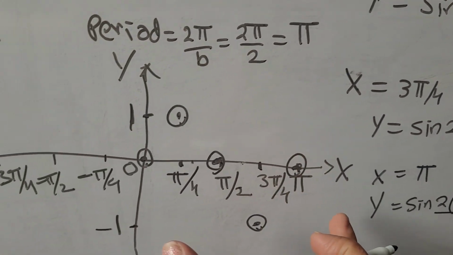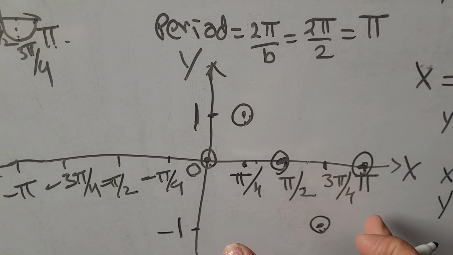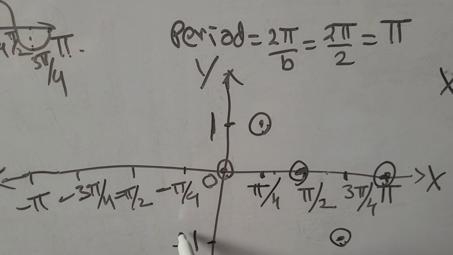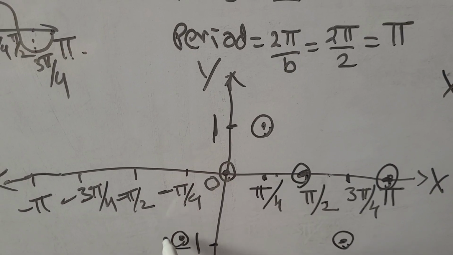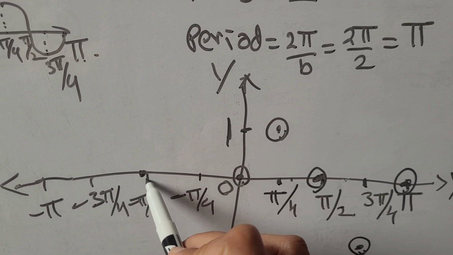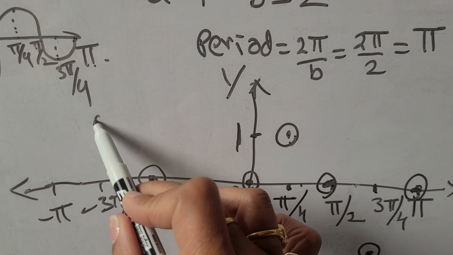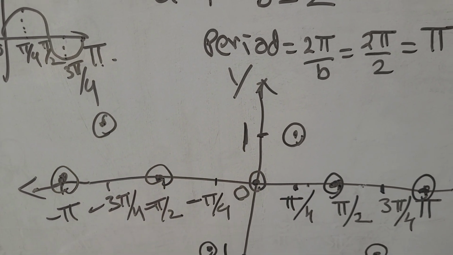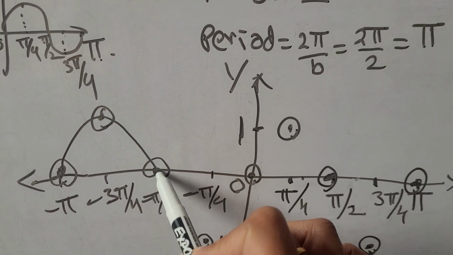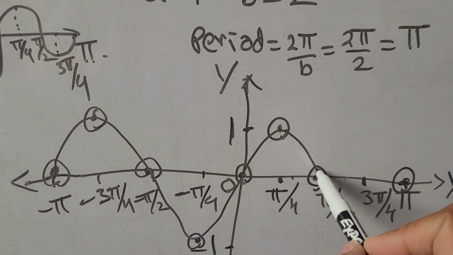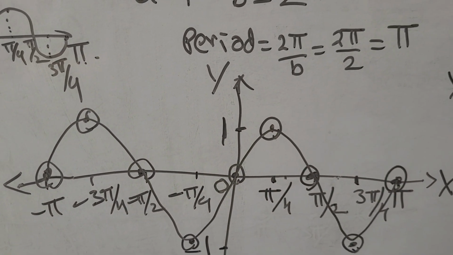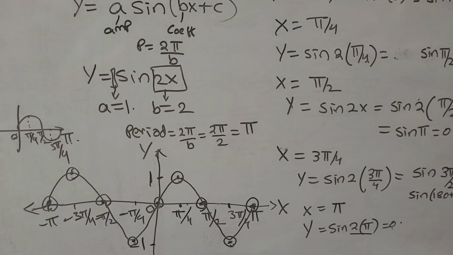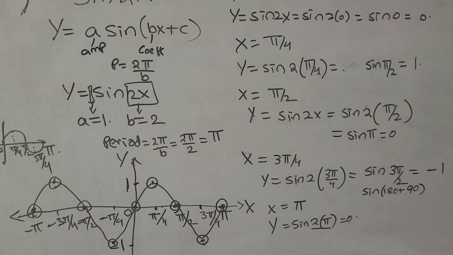For the negative x-axis, I'm going to replicate the same graph again here. So for minus pi by 4, I get the value as minus 1. For minus pi by 2, it is 0. For minus 3 pi by 4, I get the value as 1. For minus pi, I get the value as 0. So I'm going to join all of my points here on the graph. So this is the graph for y equal to sine 2x, and this is my complete solution for that.